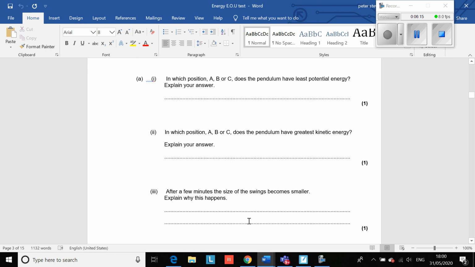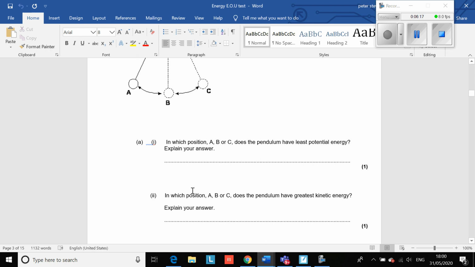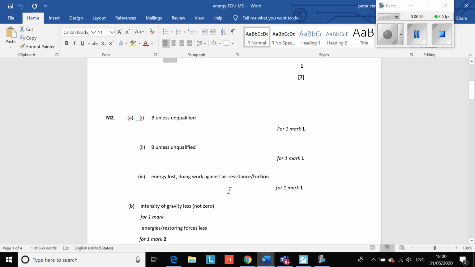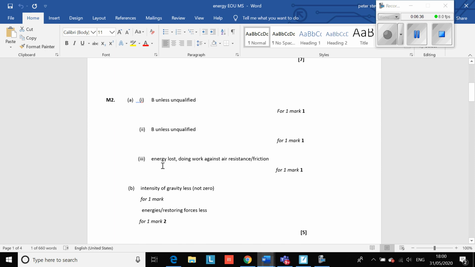Explain why this happens. Right, so there's constant switching between gravitational potential and kinetic energy, and some of that energy is transferred to the surroundings. As the ball or pendulum moves through the air, it transfers that to some of the particles of the air. So a way you could say that is energy is lost because it's doing work against air resistance or friction.